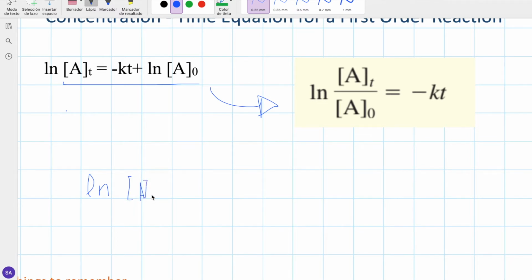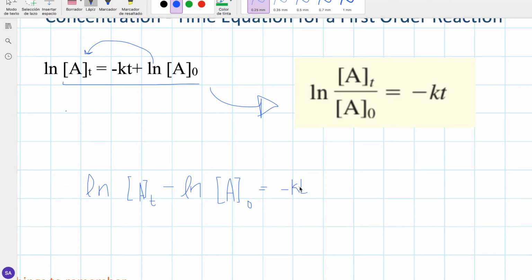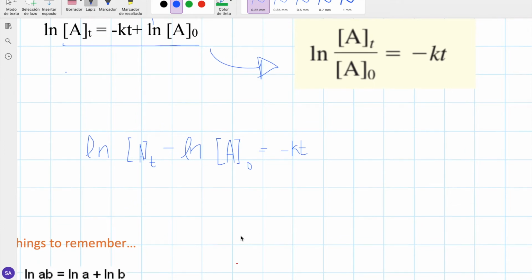So, let's see what we have. We have the natural logarithm of the current concentration, and then we want to solve for t, right? So the first thing you want to do is bring the ln of initial concentration towards your left side. So you would have ln of current concentration minus ln of initial concentration, and that would equal negative k times t.